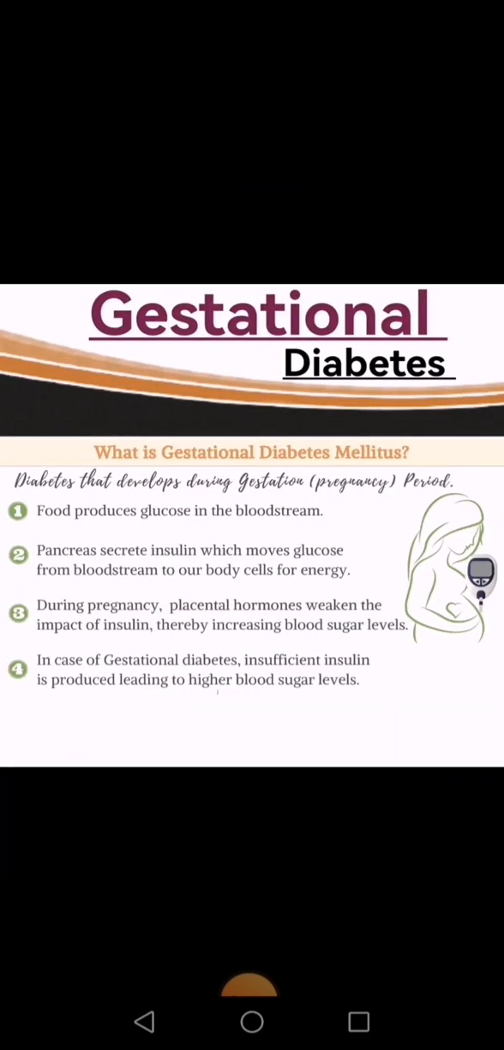Let's say, what is gestational diabetes? Gestational diabetes mellitus is diabetes that develops during the gestation period. So it is a specific type of sugar problem that happens during pregnancy. When a woman gets pregnant, there is a higher glucose level in the bloodstream, and this is called gestational diabetes. The pancreas secretes insulin which moves glucose from the bloodstream to our body cells for energy.